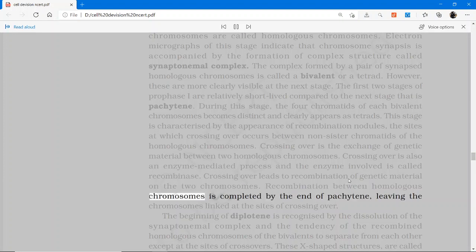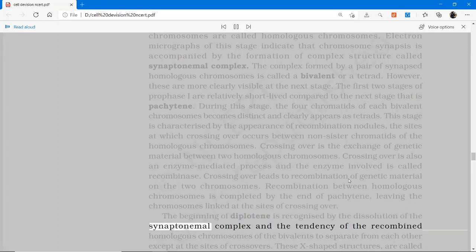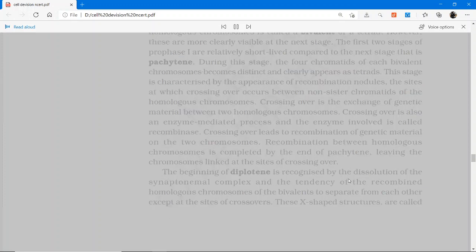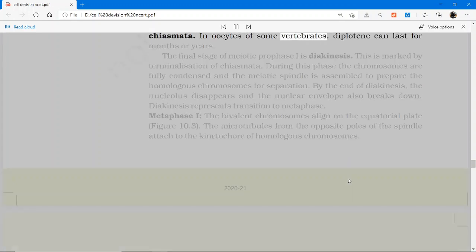Recombination between homologous chromosomes is completed by the end of pachytene, leaving the chromosomes linked at the sites of crossing over. The beginning of diplotene is recognized by the dissolution of the synaptonemal complex and the tendency of the recombined homologous chromosomes of the bivalents to separate from each other, except at the sites of crossovers. These X-shaped structures are called chiasmata. In oocytes of some vertebrates, diplotene can last for months or years. The final stage of meiotic prophase I is diakinesis. This is marked by terminalization of chiasmata.